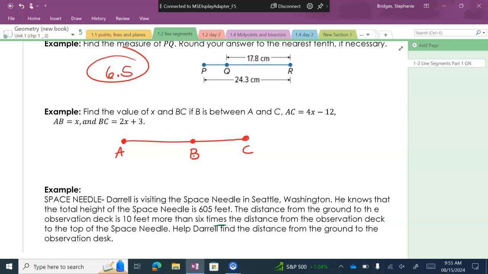What else does it tell me? What does it tell me about AC? AC has what length? 4x minus 12. So this is where we're going to label our picture. AC is the entire thing here. From end to end, right?